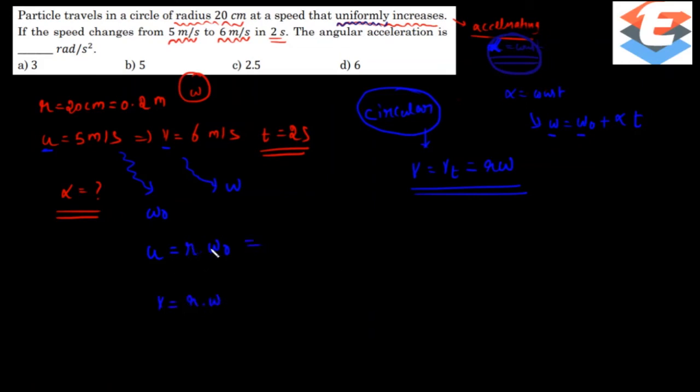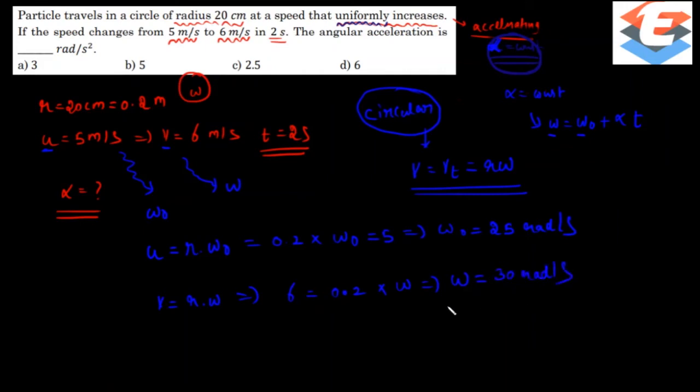R is 0.2 meters, into omega naught, which is not known. U is given as 5, which implies 5 by 0.2, which is nothing but 25. So omega naught is equal to 25 radian per second. Now what about v? V is given as 6 meter per second. R is again 0.2 multiplied by omega, which implies omega is equal to 6 by 0.2, which is 30 radian per second.